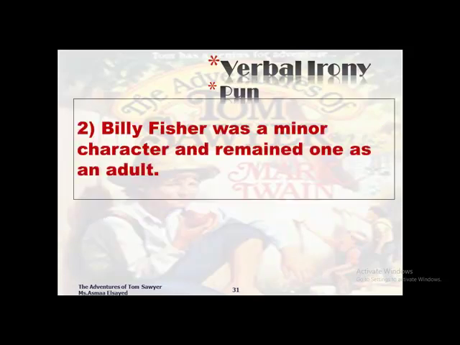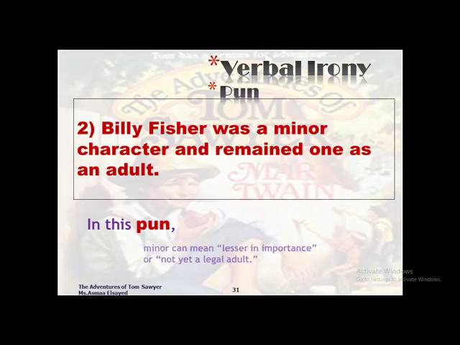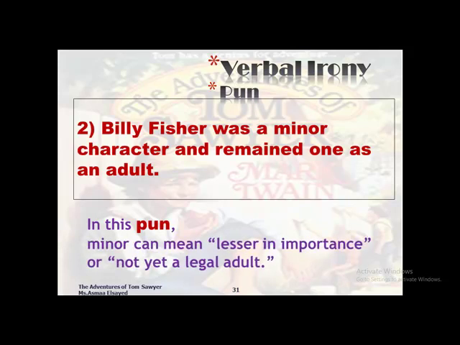Come on, Ned. You need to get out. Let's move to number 2. Billy Fisher was a minor character and the remaining one is an adult. Think about it. I can help you. It's a pun. Okay, so which word here has been played with? The word minor. Minor can mean lesser in importance. It means that he's not the main character. He is not the protagonist. He's just a supporting character.